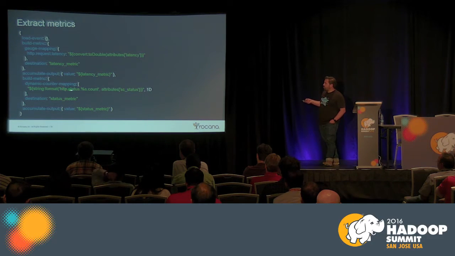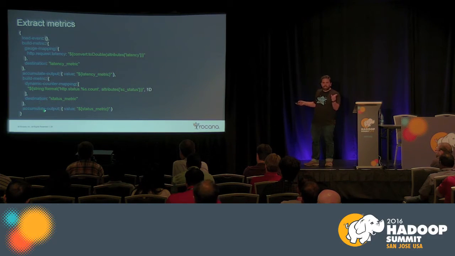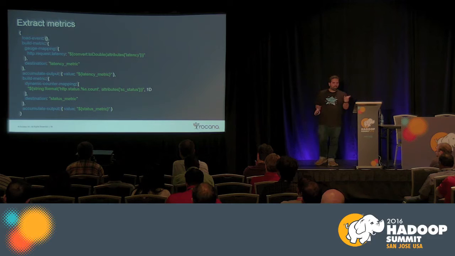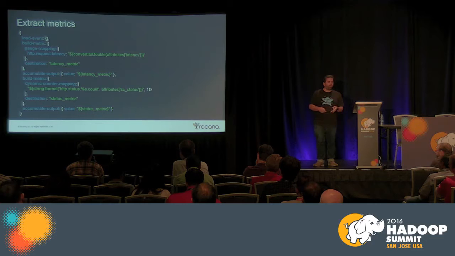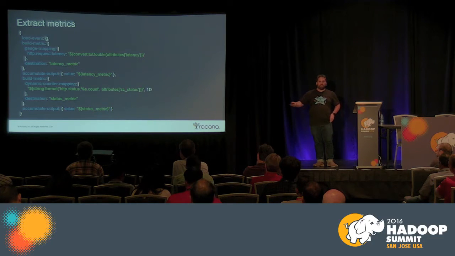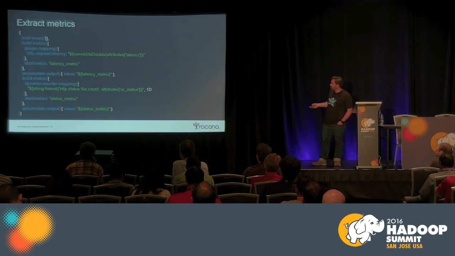And then this is a little bit more interesting. This is our way of doing more dynamic events. In this case, we want to do http.status.statusCodeNumber.count. So this is actually extracting the HTTP status code value from the log data and putting that into the name of the metric. So you're going to get a metric for 200, a metric for 400, a metric for 403, so that we get a unique count for each of those different status codes.